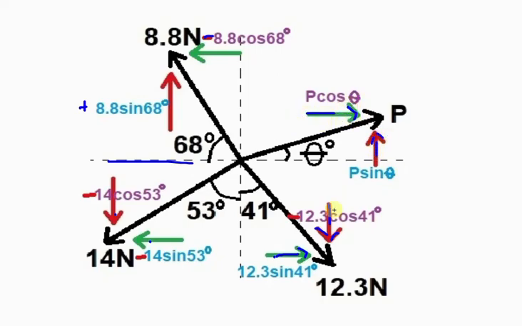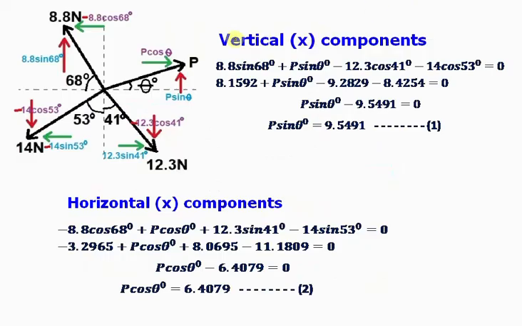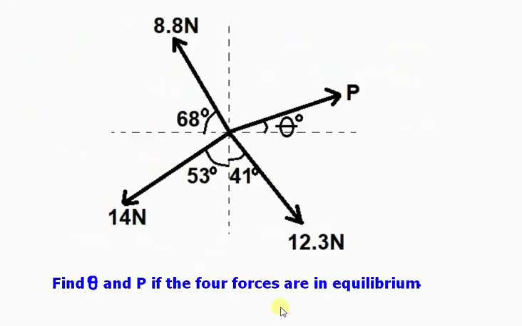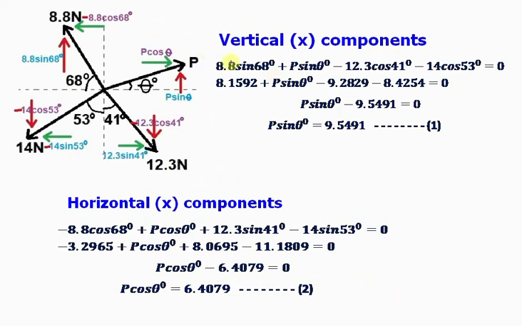Once you are done identifying the directions and placing the necessary signs, you add up all the vertical components and equate to 0. The reason why you equate to 0 is because from the question we are told that the 4 forces are in equilibrium. When forces are in equilibrium, the addition of all the forces gives 0. So you add up all the vertical components, the components acting up or down. So this one, this one, this one, and this one. You add them up, equate to 0, solve. So you make P sine theta the subject and get what the value is.